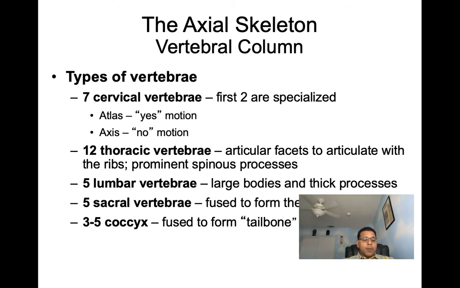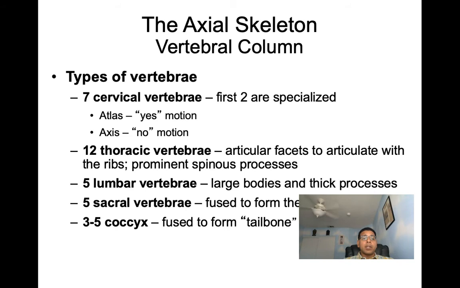So let's talk about the different types of vertebra. Our vertebrae are named according to their location on the vertebral column. First, we have our cervical vertebrae. The cervical vertebrae are the vertebrae of the neck. The first cervical vertebra is also called the atlas, and it holds up the head. The second cervical vertebra is called the axis. These 2 bones allow us to have this yes and no motion.